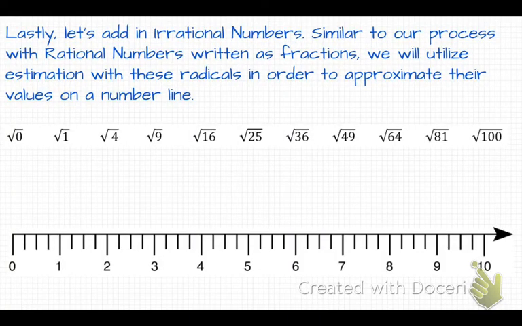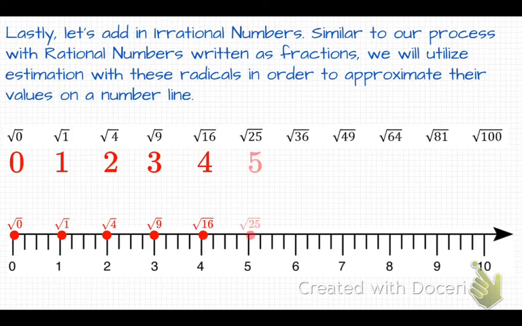So if we're looking at these, don't copy this number line. You'll get it on the next slide, okay? But I do want you to go through it with me. The square root of 0 is what? 0. So that's where it goes. The square root of 1, the square root of 4, the square root of 9, the square root of 16, square root of 25, square root of 36, square root of 49, 7, square root of 64, 8, square root of 81, and square root of 100.